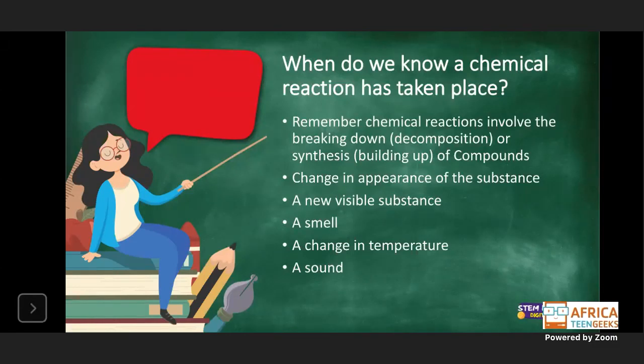If we have a change in temperature, then we could say that a chemical reaction has taken place, but not always. And if a sound forms when we are mixing two substances, then we can say that a chemical reaction has taken place. So when having a chemical reaction, one of these 5 things will occur: a change in the appearance of the substance, a new visible substance, a smell, a change in temperature, or a weird sound.